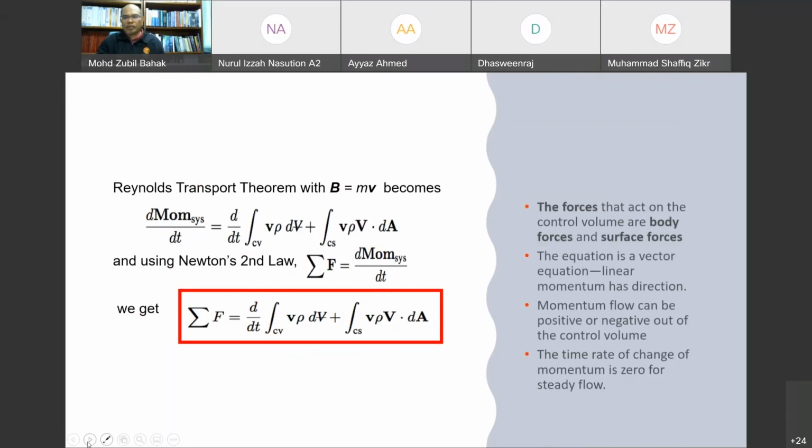The forces that act on the control volume are body forces and surface forces. The equation is a vector equation. Momentum flow can be positive or negative out of the control volume. The time rate of change of momentum is 0 for steady flow. Never mind, I will explain it later. I just pass through all these slides, and then I will explain it in detail for you to understand much better.